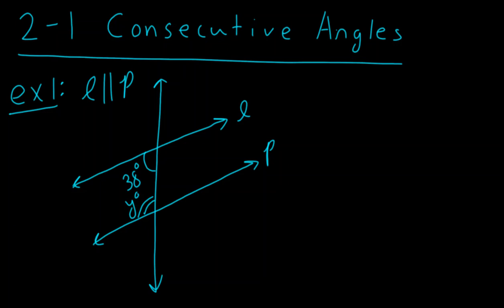Okay, welcome to 2-1 consecutive angles. Now in our very first example, we are given that line L is, what do you think those two symbols mean? Those two symbols mean that they are parallel. Remember, we've been talking about this. So line L is parallel to line P, alright? And I want you to find Y.